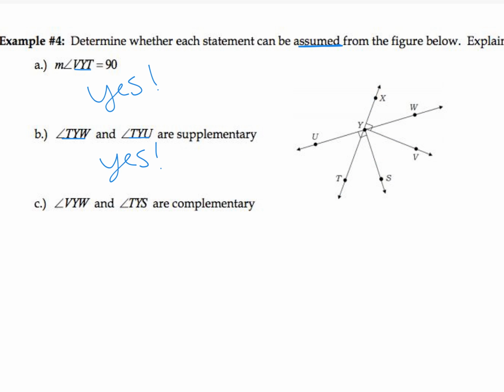Last question. VYW, TYS, TYS. So it's this angle and this angle. Can we assume they're complementary? Absolutely not. How would we know? We don't know the measures of those angles. No.